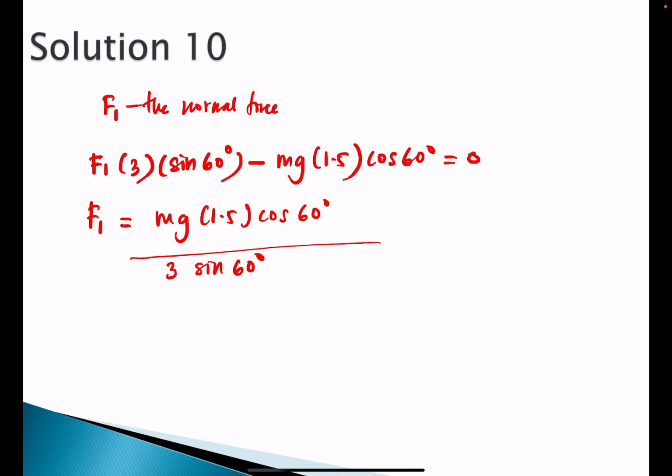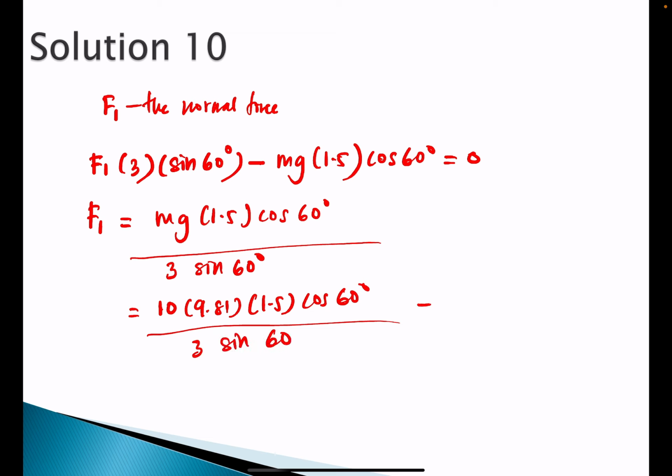The mass of the ladder is 10, so you just plug in the value. 10 times g, which is 9.81, times 1.5 cos 60 degree divided by 3 sine 60. Use your calculator, and you will get around 28.32 Newton.